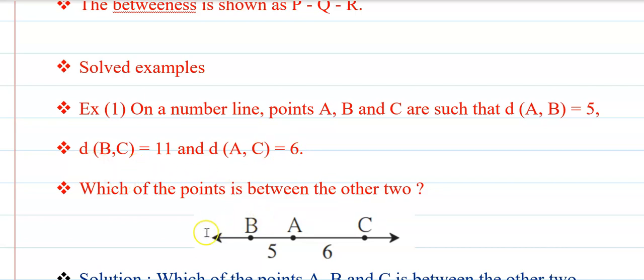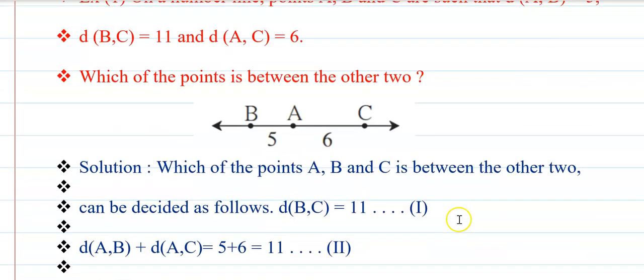Now see this here. For these two distances AB and AC, which point is common? A is common. It means from B to A and A to C, B to A is 5, A to C is 6, and 5 plus 6 is 11. But we are given that BC is equal to 11 and hence the point A is in between B and C. Therefore, point A, that is, B dash A dash C.